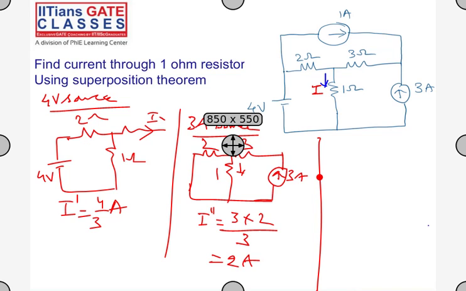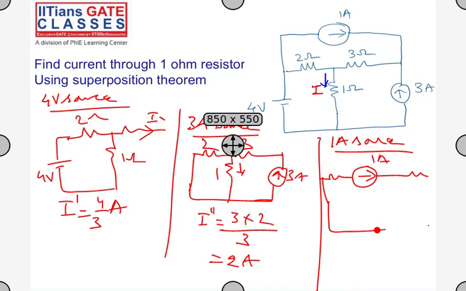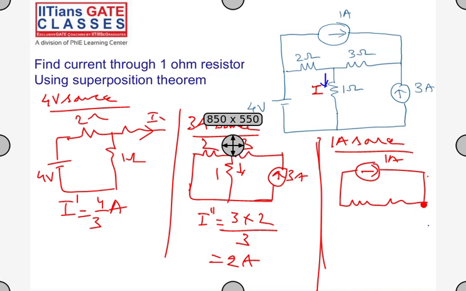If I consider the 1 amp source, I have to open this and short it. This is my 1 amp source. If you observe, this is opened, with 3 ohms, 2 ohms, and 1 ohm. So how are these two, 2 ohms and 1 ohm? Can someone tell me how the 2 ohm and 1 ohm resistors are connected?